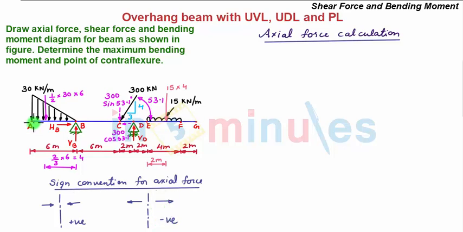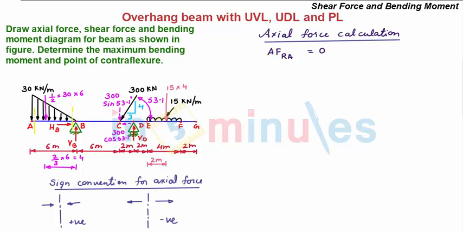Now again we consider point A as origin and we take a section from point A towards the other extreme point G. So taking a section towards the right of A and very near to it, the axial force towards the right of A, by considering the left hand side of the section, we see that there is no horizontal force, so the axial force is 0.